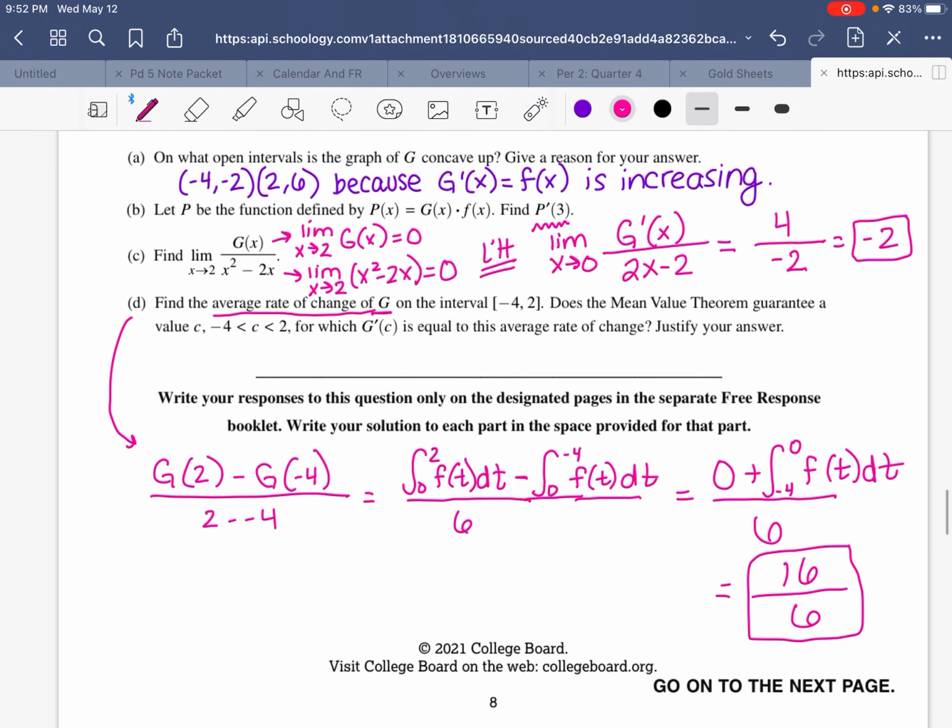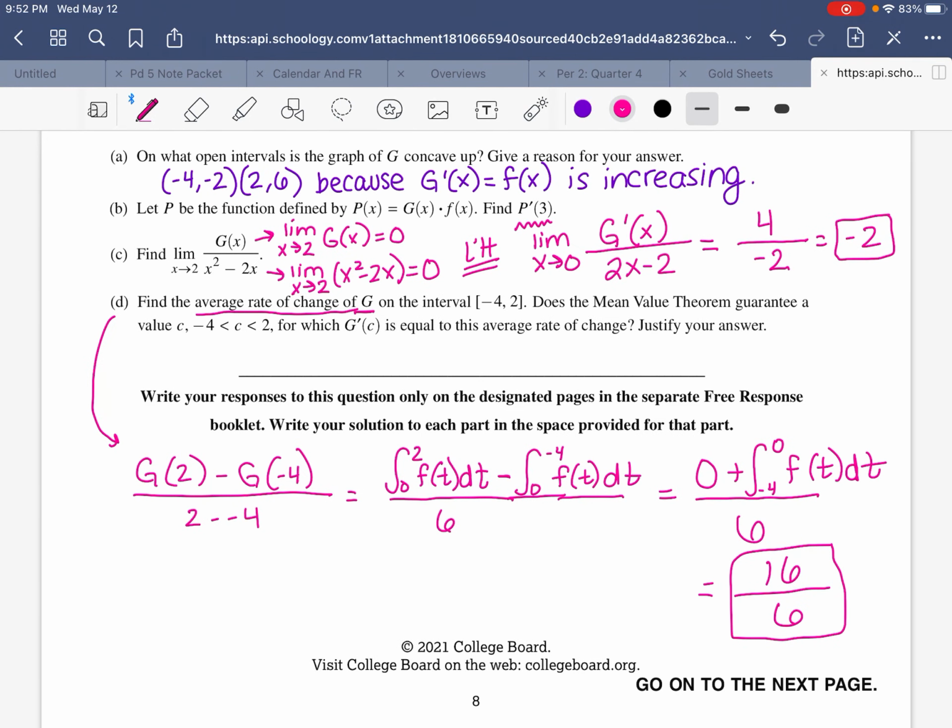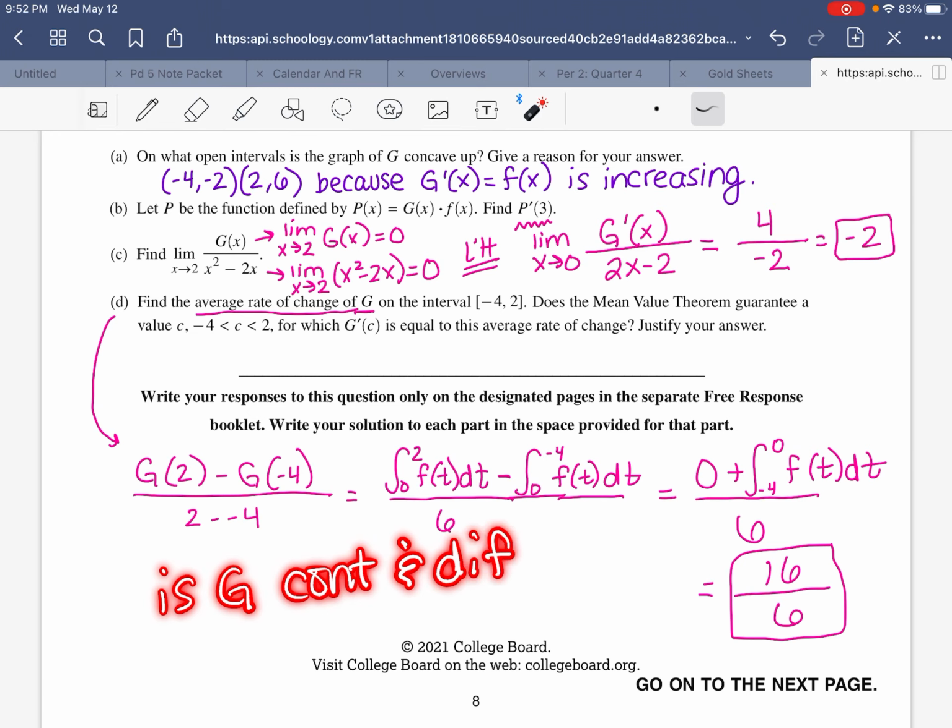And I'm actually not quite done with part D. Part D says, find the average rate of change. We did that. But then it says, does the mean value theorem guarantee a value C where G prime of C is equal to this average rate of change? Well, the mean value theorem only works if my function is continuous and differentiable. So I want to know, is G continuous and differentiable? That's kind of what I'm thinking in my head. And that would mean that the mean value theorem would work.